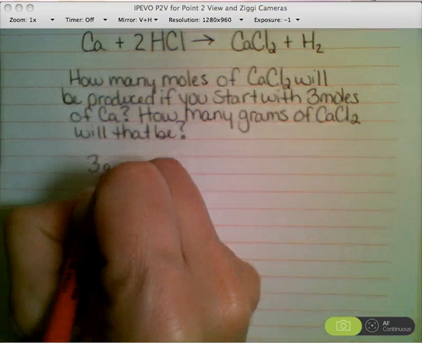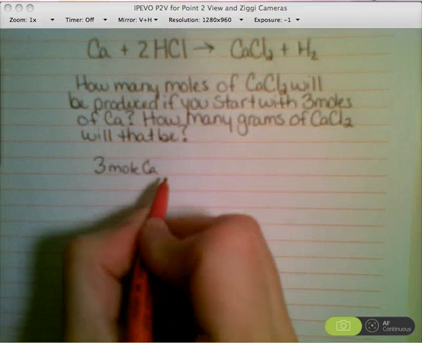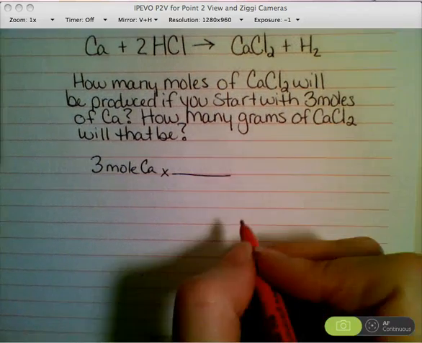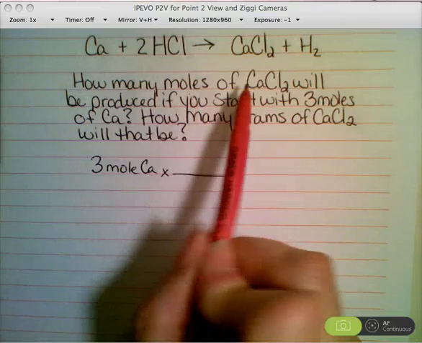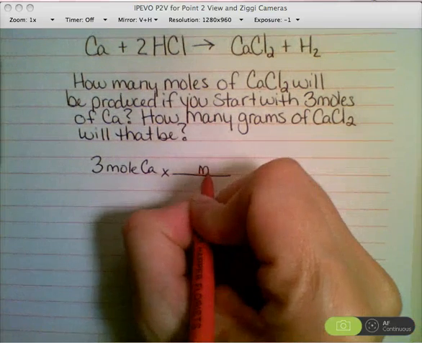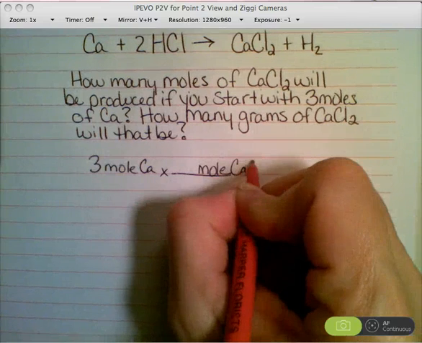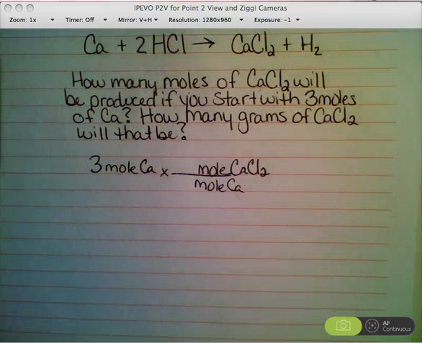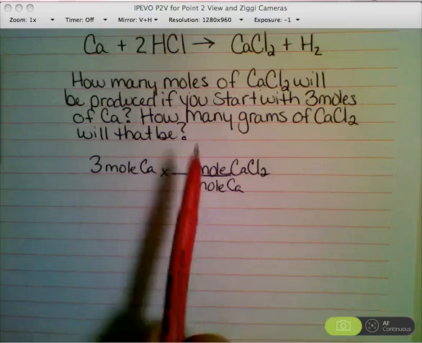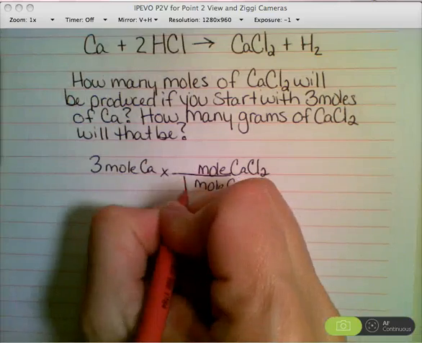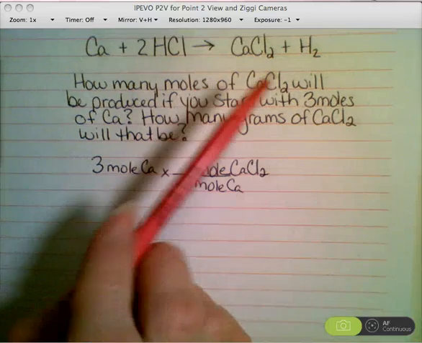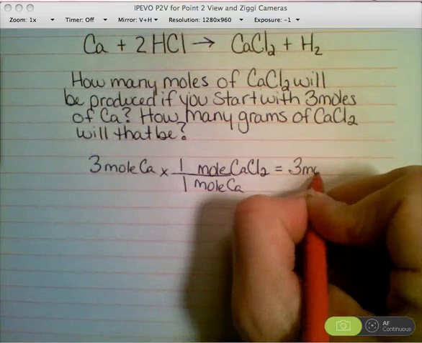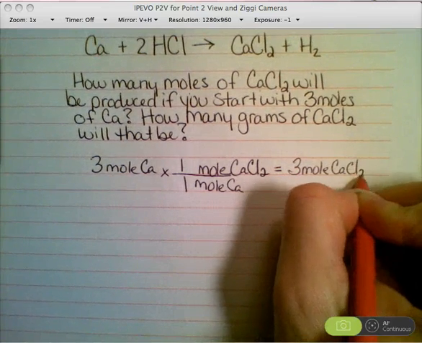I start with 3 moles of calcium, and I need to figure out my mole to mole ratio of calcium to calcium chloride. And what I'm looking for is moles of calcium chloride. So moles of calcium chloride will go on the top, and therefore the moles of calcium will be on the bottom. So how many moles of calcium do I start with? 1. And then how many moles of calcium chloride? 1. Well, now that's easy math. So we actually end up with 3 moles of calcium chloride.